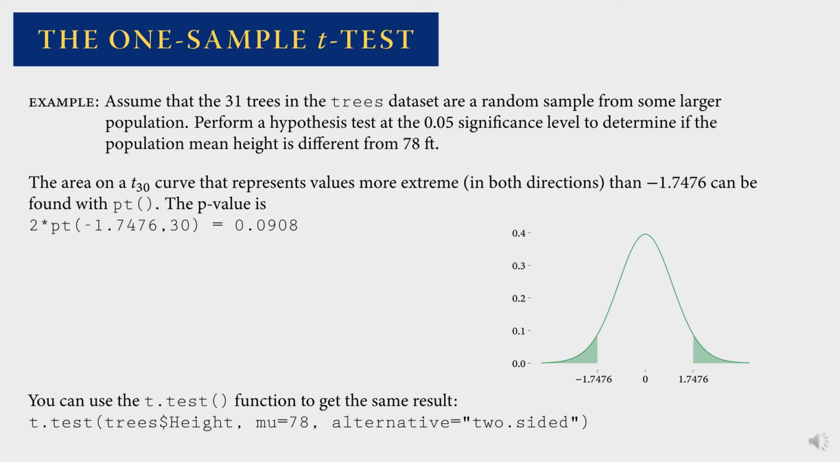I use the pt command in R to get the area. The p commands in R always give you the area behind the statistic on the curve. This is finding the area behind negative 1.7476 for a t curve with 30 degrees of freedom. And then I double that to get the area for both sides.